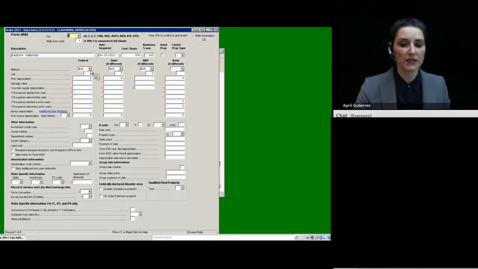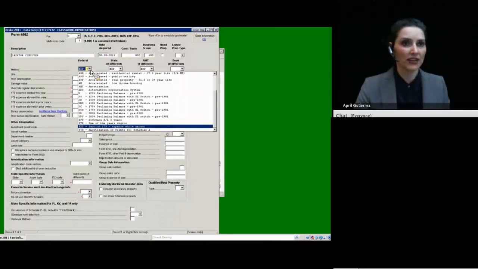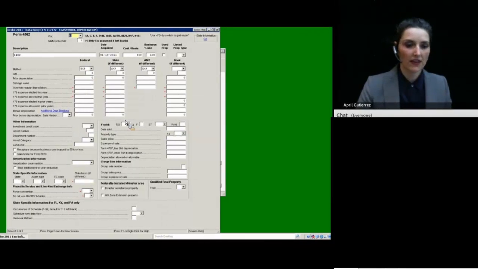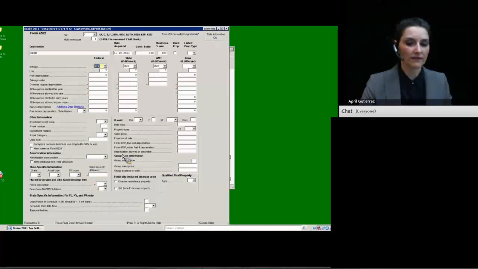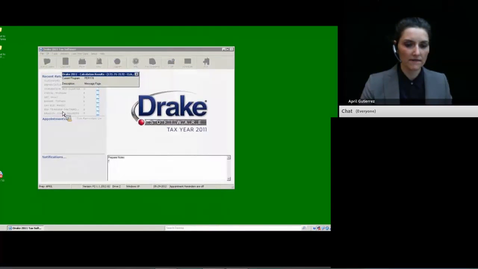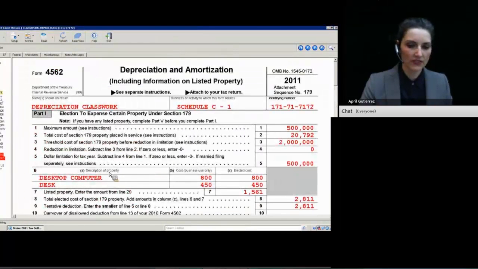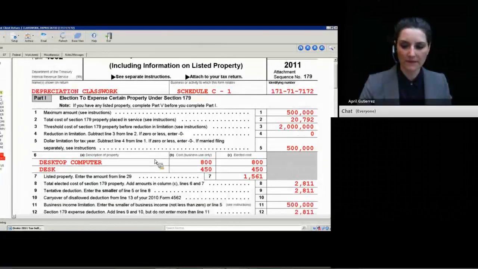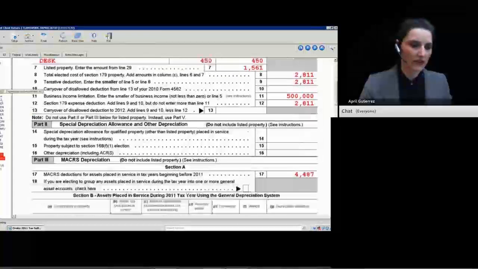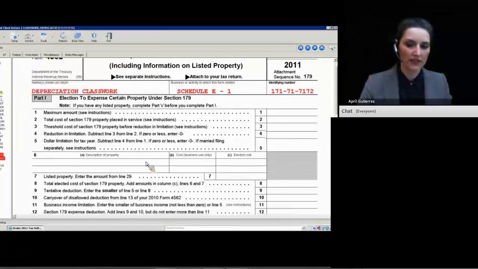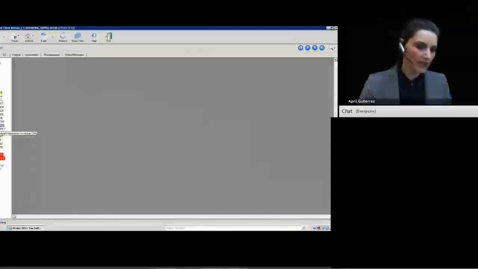How did my computer know to expense it? Well, I selected expense, section 179. That made it easy. And on the desk, the same thing, expense. So when I'm done with all of that, and I process this return, I get my depreciation schedule all finished in here and my 4562. So here's the 4562 for the desktop computer, the desk, and Schedule C. It's all filled out. Here is the 4562 for the Schedule E, and then I have the depreciation schedules in here.